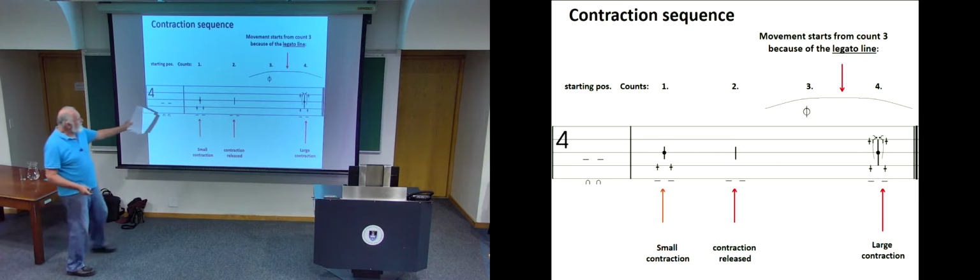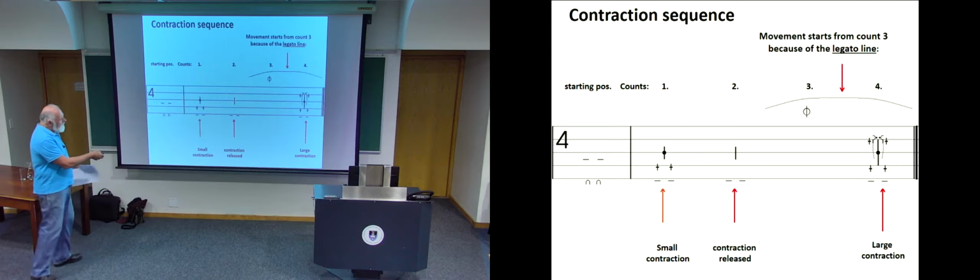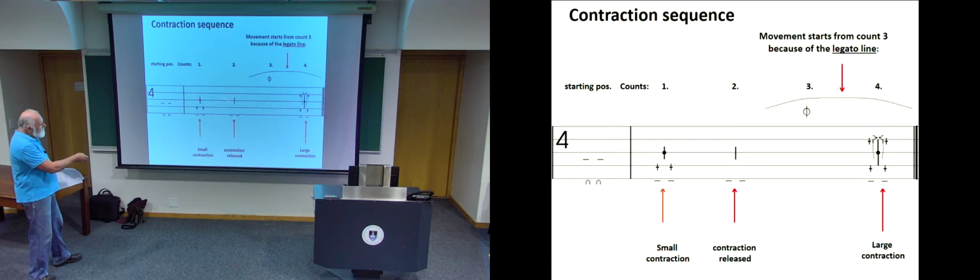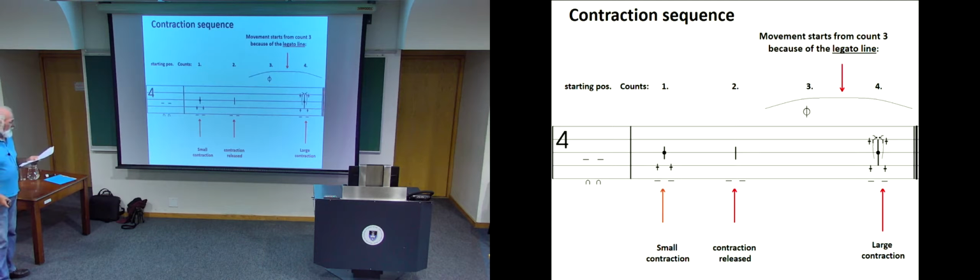Here when the contraction releases, we're cleaning it up, releasing the contraction. We just use a little straight line to say it's not a contraction anymore. It would be a similar thing with the larger contraction. On count three, the legato line, which you see at the top, which we mentioned yesterday, indicates that the movement for the position on count four has started happening. So that contraction is already coming from three to four.